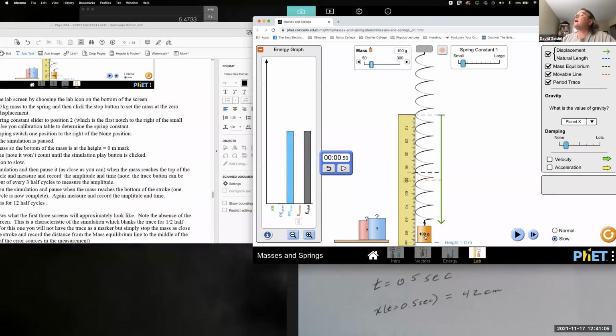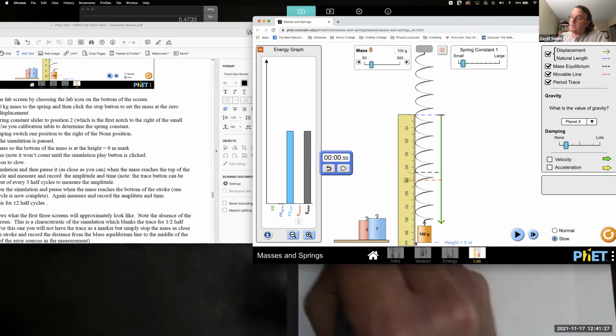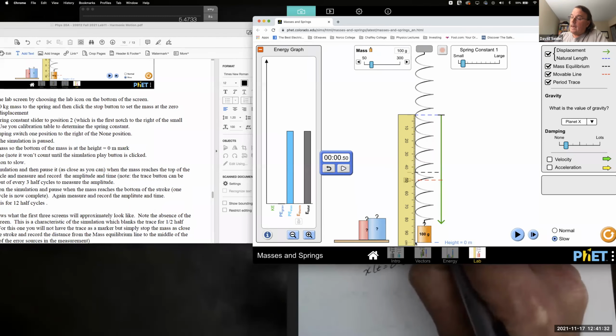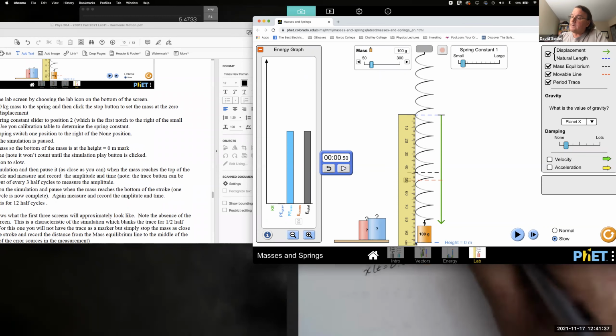So x of 0, and you're going to have to estimate on the other side, x of 0 to the bottom, that's my reference point. The bottom is 48 centimeters. So t equal to 0, x of t equal to 0, the magnitude of that is equal to 48 centimeters.